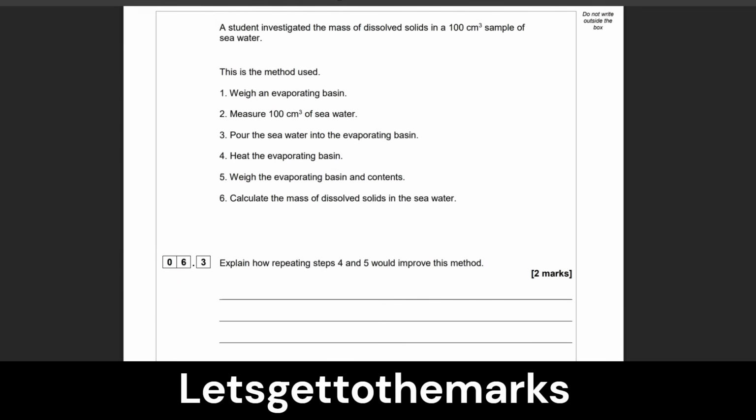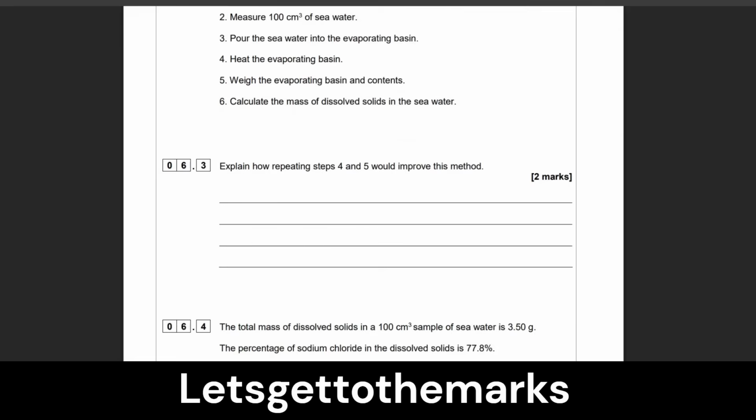A student investigated the mass of dissolved solids in 100 cm³ of seawater. The method used: weigh an evaporating basin, measure 100 cm³ of seawater, pour the seawater into the evaporating basin, heat the evaporating basin, weigh the evaporating basin and contents, calculate the mass of dissolved solids in the seawater. Explain how repeating steps 4 and 5 would improve this method.